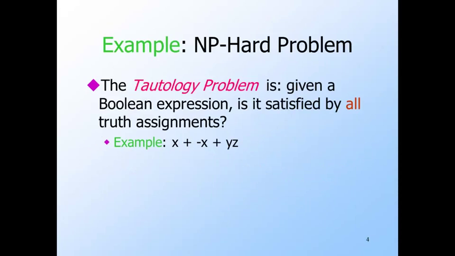A curious example of an NP hard problem is the tautology problem. A Boolean expression is a tautology if it is true for every truth assignment. For example, this expression is a tautology. Every truth assignment makes X either true or false. So one of the first two terms, that is this or that, will have to be true, and therefore the whole expression is true. We don't even need the term Y and Z.